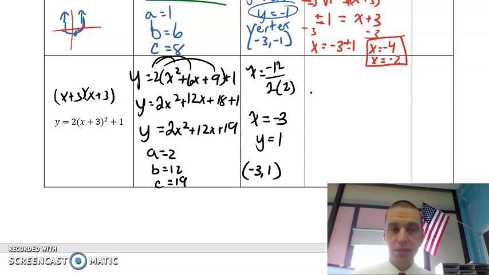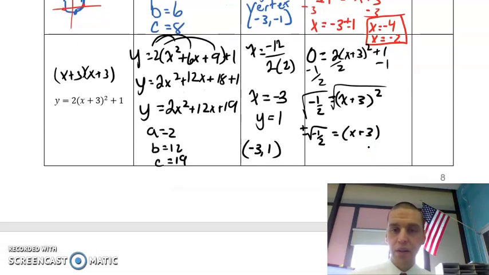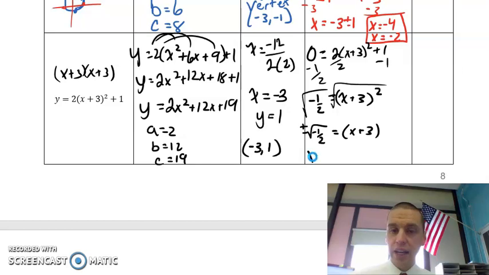To find our x-intercepts, we go 0 equals 2(x + 3)² + 1. I'm going to subtract the 1 over and divide by 2. I'm going to do 2 steps in 1 there just because I can. So negative 1/2 equals (x + 3)², and then I'm going to square root both sides. Square root of -1/2, I'll just put the plus or minus there to begin with, equals x + 3. Notice that I get x to equal -3 plus or minus the square root of -1/2.